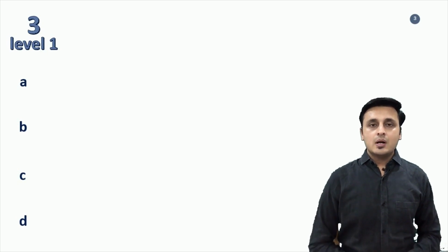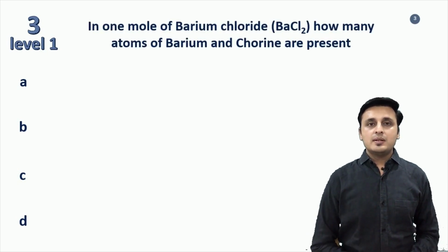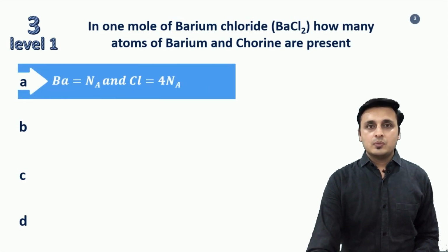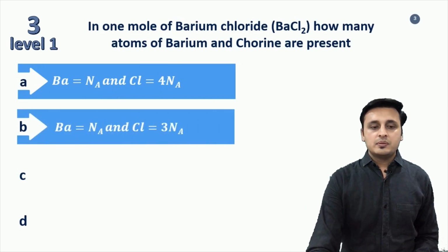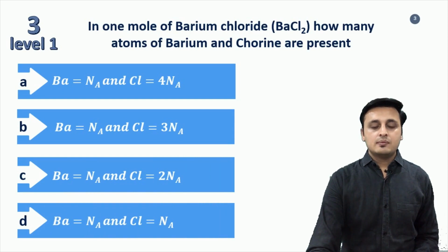Now presenting third question, level 1, and the question is: in 1 mole of barium chloride, how many atoms of barium and chlorine are present? Options: option A, Ba is equal to Na and Cl is equal to 4 Na. Option B, Ba is equal to Na and Cl is equal to 3 Na. Option C, Ba is equal to Na and Cl is equal to 2 Na. Option D, Ba is equal to Na and Cl is equal to Na.